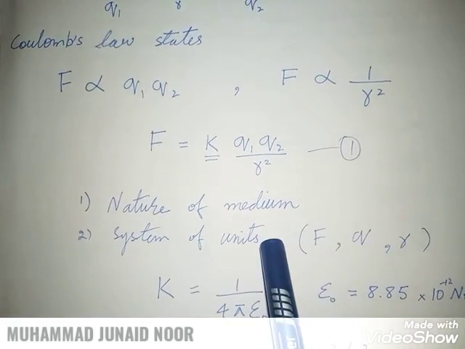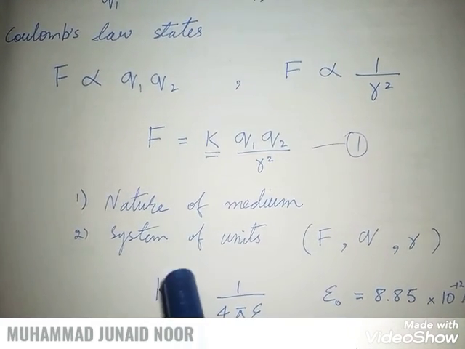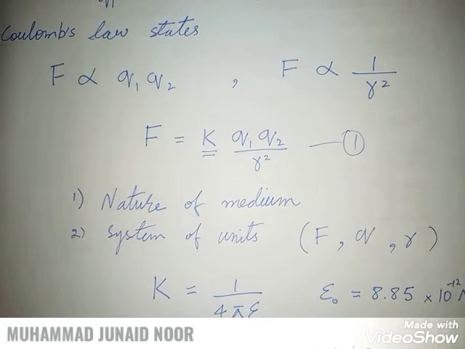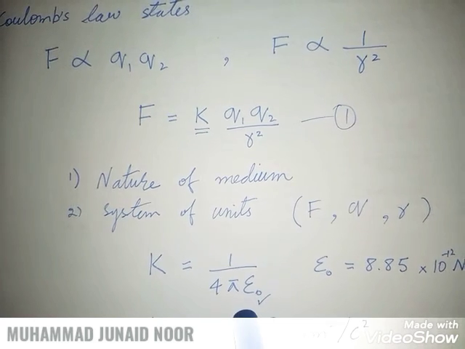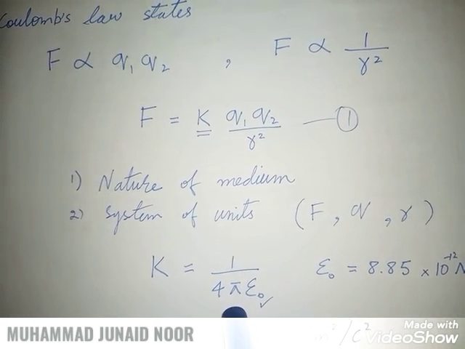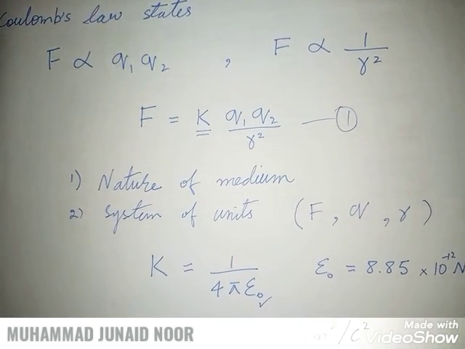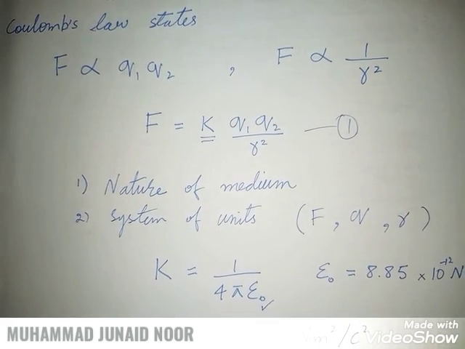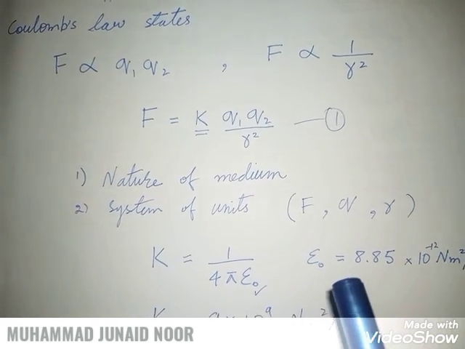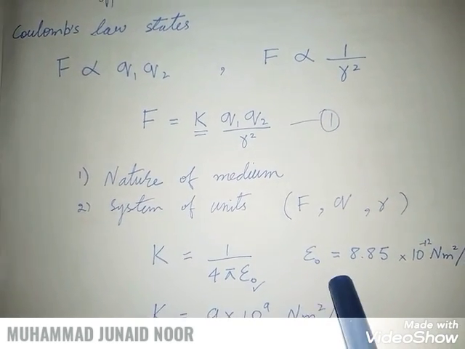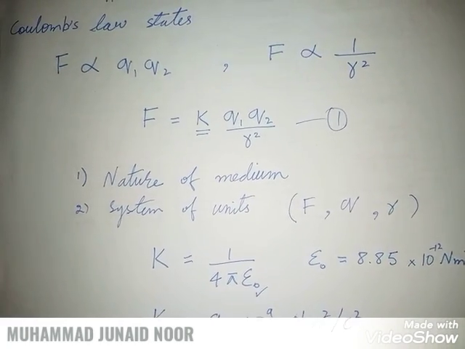The medium that we are using here is free space, and the system of units that we are using here is the SI units. Then in this case the value of k equals 1 over 4 pi epsilon naught, and in this 4 and pi are constant values. Epsilon naught is the permittivity of free space, known as the electrical constant as well. The value of the permittivity of free space epsilon naught equals 8.85 times 10 raised to the power minus 12.